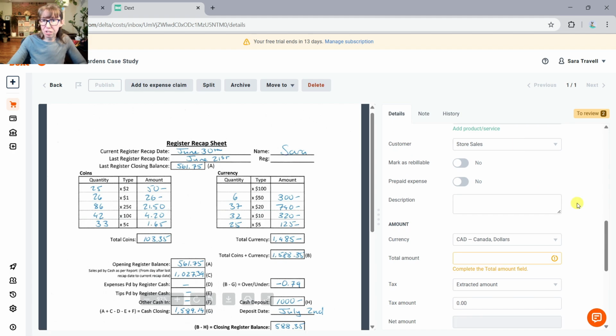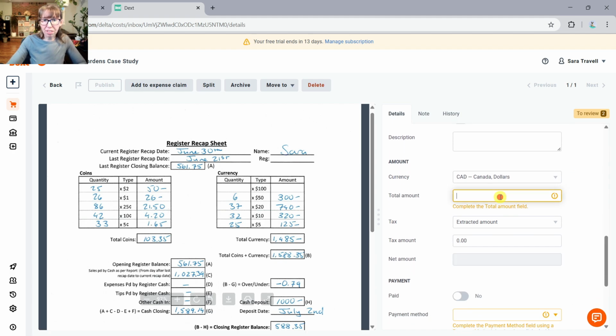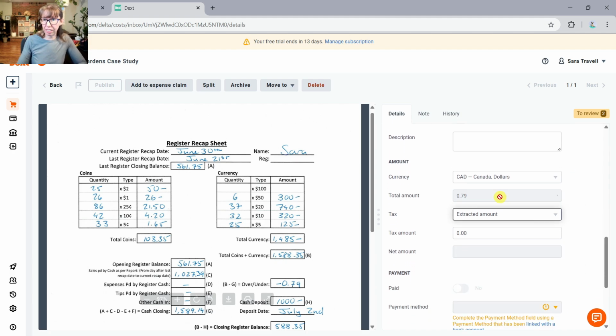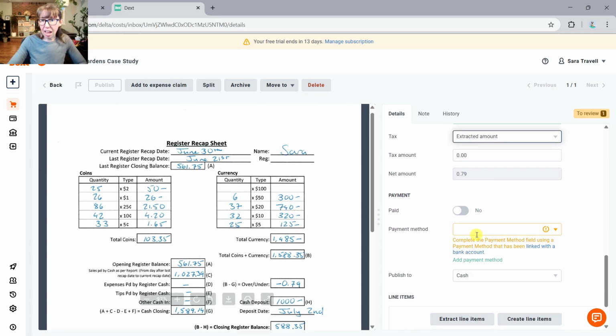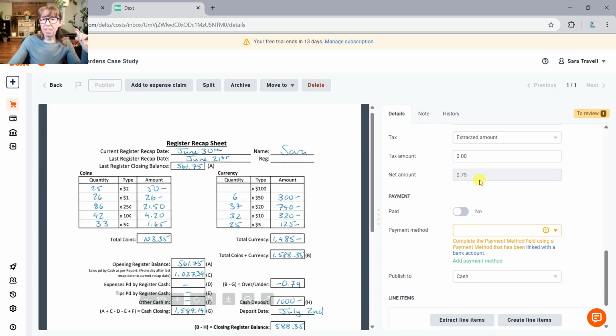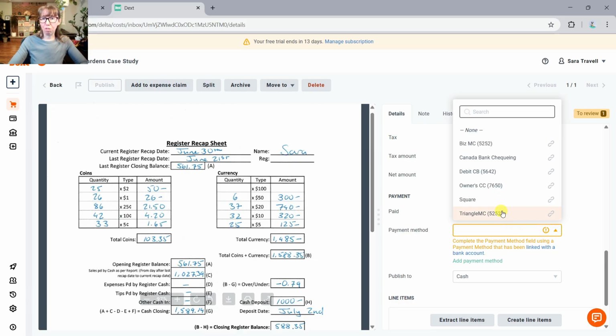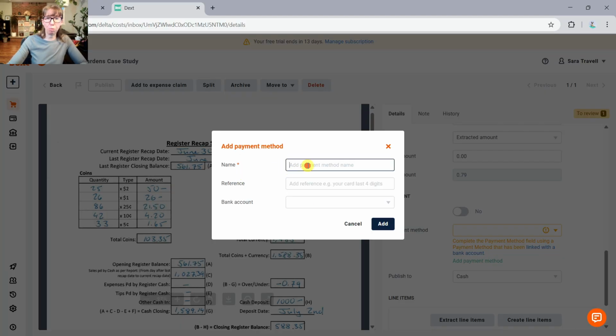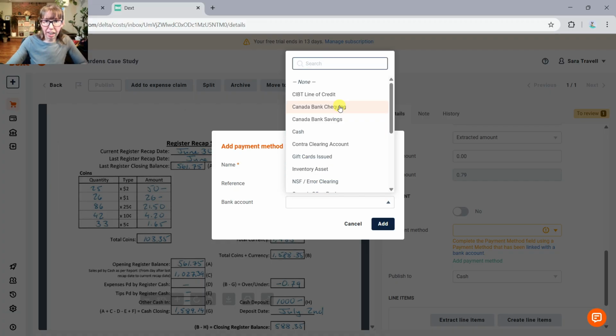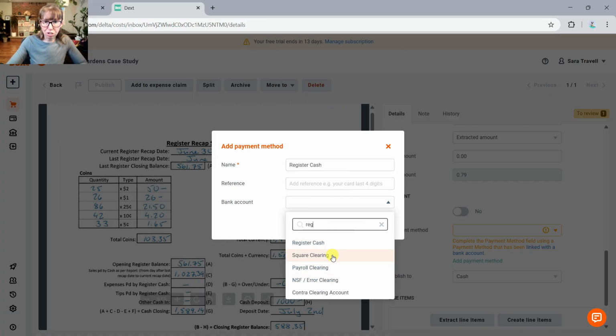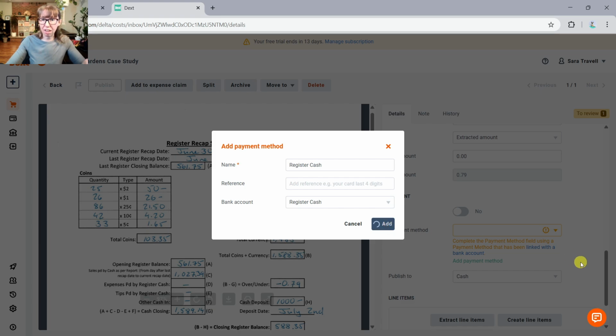There we go. And then the category, like I said, it's going to be the over-under expense account. Customer store sales, sure. The total amount, this is where I'm going to put in that 0.79 expense. And the payment method, so this 79 cents, we're going to reduce the balance of register cash. So if we pull down, register cash hasn't been added yet, but we can add a payment method, and we can actually call this register cash. And we'll say that the bank account is register cash, like that. And I'm going to add that right now.